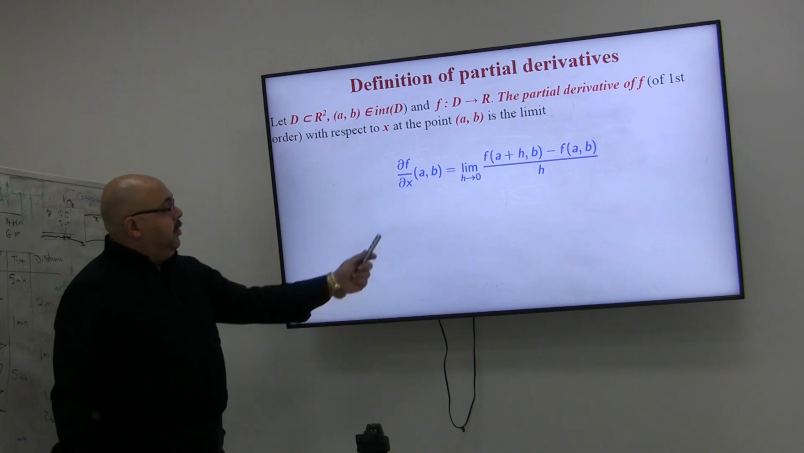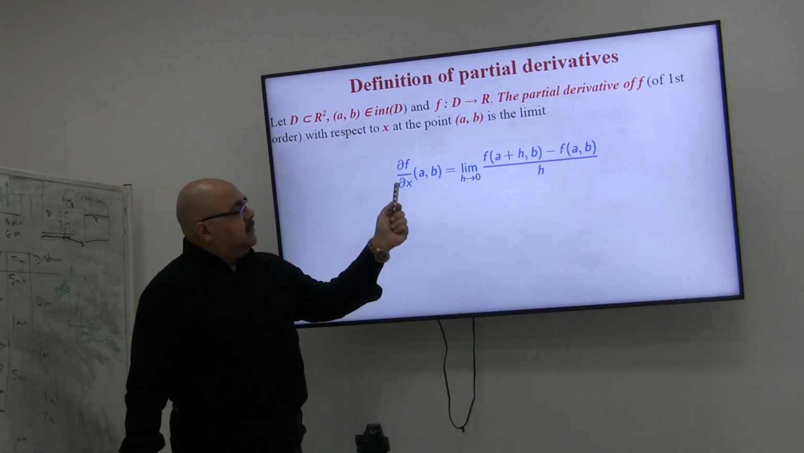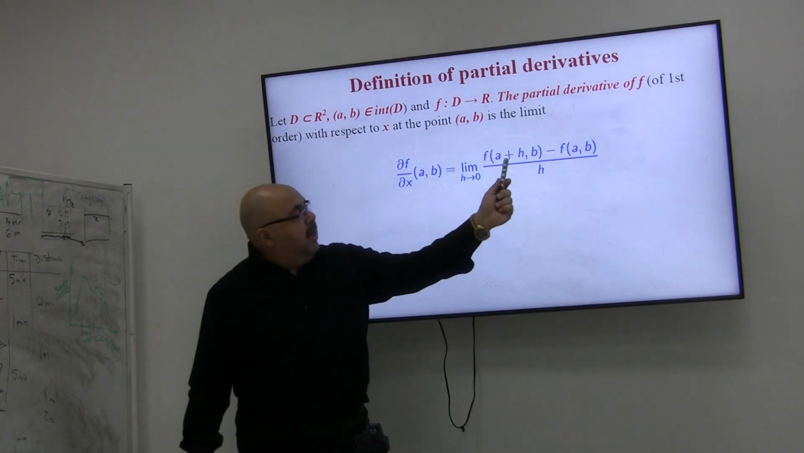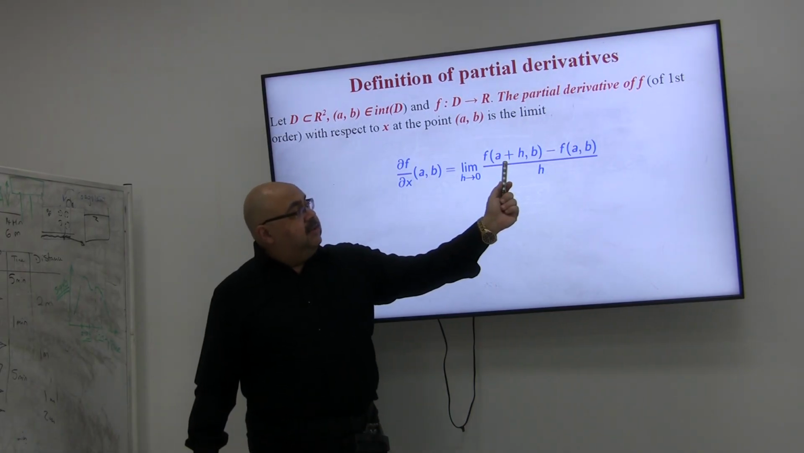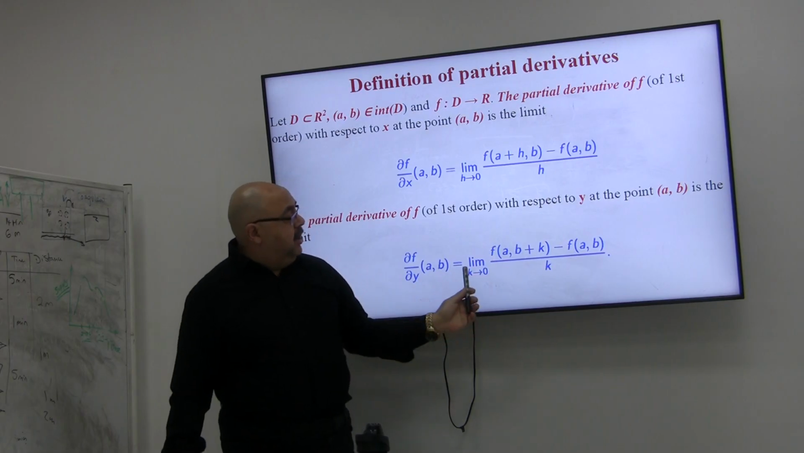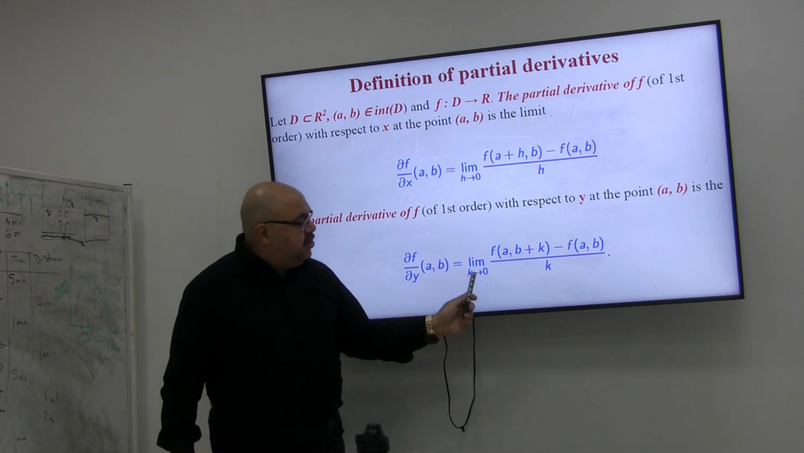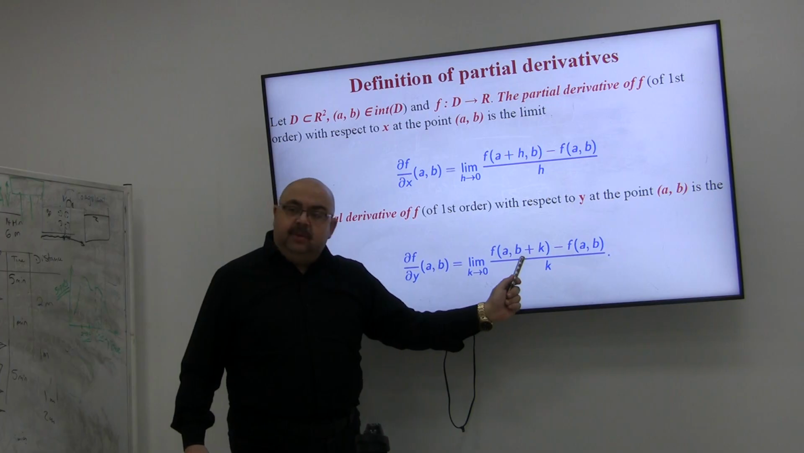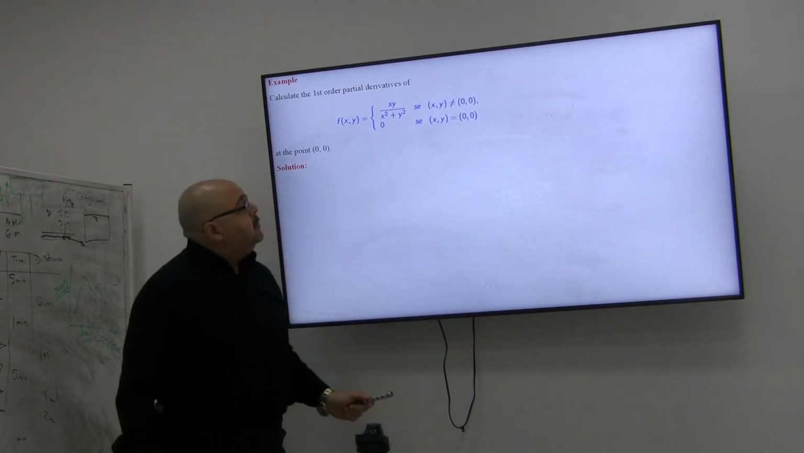So, once more, this is partial f over partial x, limit as h tends to 0. As you remarked, for x it is h in the x direction. For y, it will be anything, h or k or whatever, but in the y coordinate, okay?